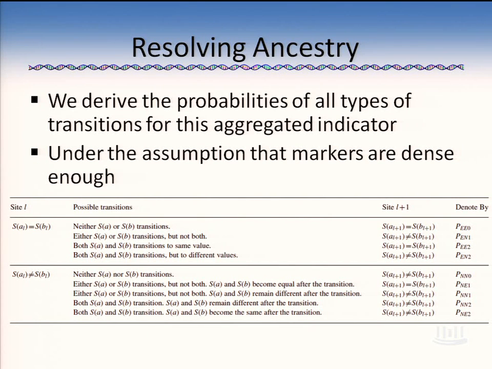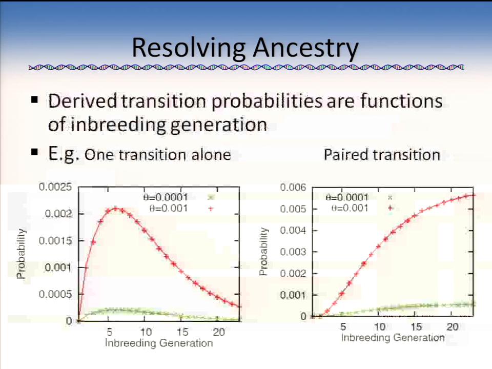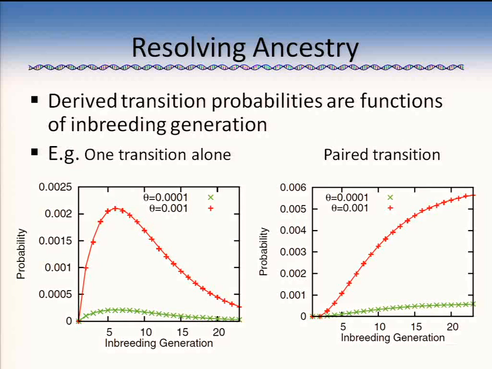We break them down into different types for different events, which is true for genotyping technology. So we derived transition properties of inbreeding. We derive many typical examples. On the left, a single transition has two correlates. So the probability goes up with the generation.